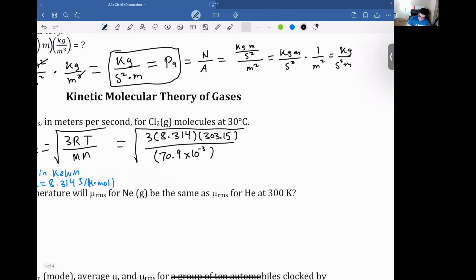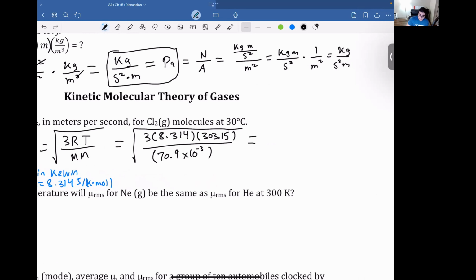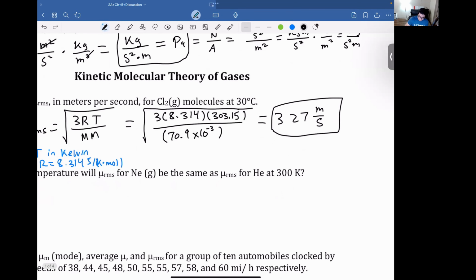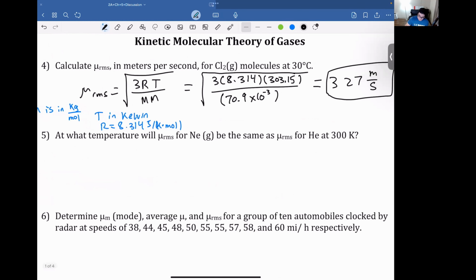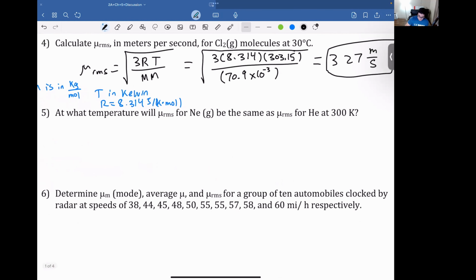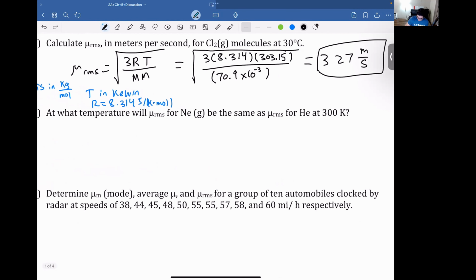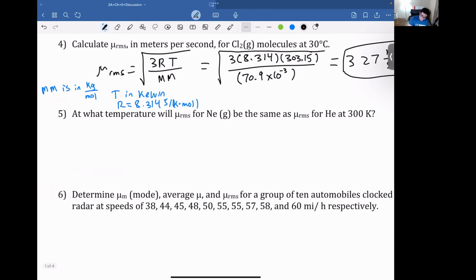Okay. And then you plug this in and you get 327 meters per second. And that's it. 70.9 I got from chlorine on the periodic table, adding those up. At what temperature will the root mean square speed for neon be the same as helium at 300 Kelvin?